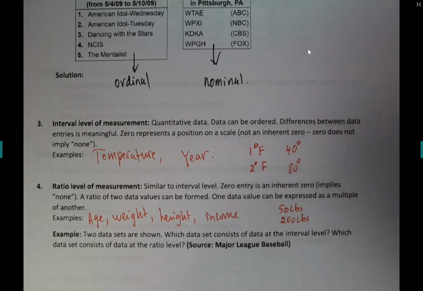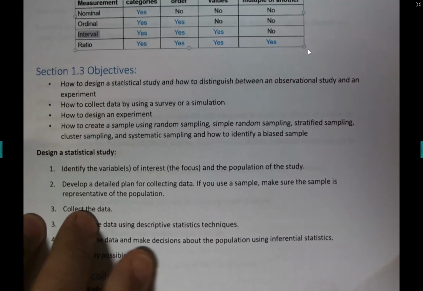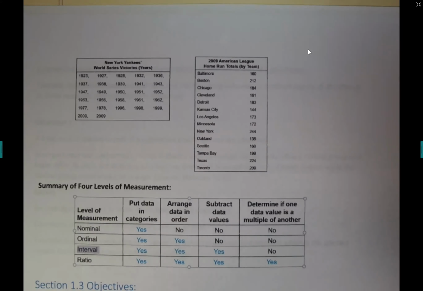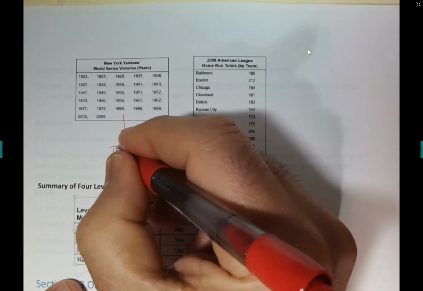Okay, let's give you an example. 2 data sets are shown. Which data set consists of data at the interval level? Which data set consists of data at the ratio level? I'm going to show you that data. New York Yankees World Series victories in years. So what would that be? The years. Interval. Yeah, we said interval for years.